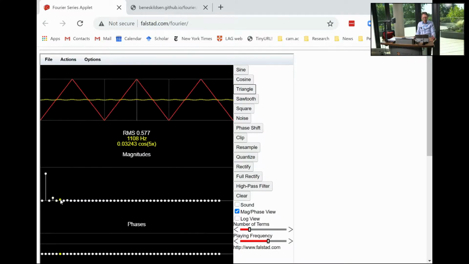And there's another component. You see the amplitudes are decreasing, but they are important. If I take a lot of these components away, let's just do this.